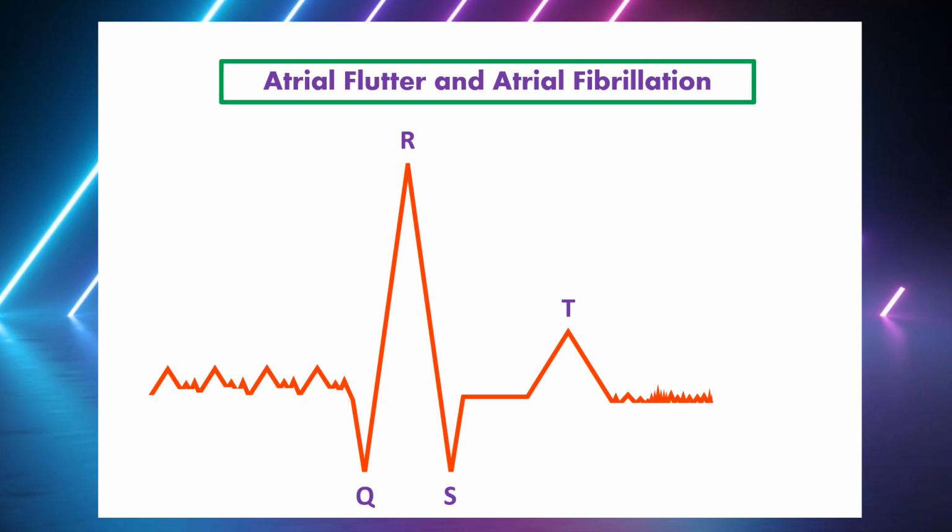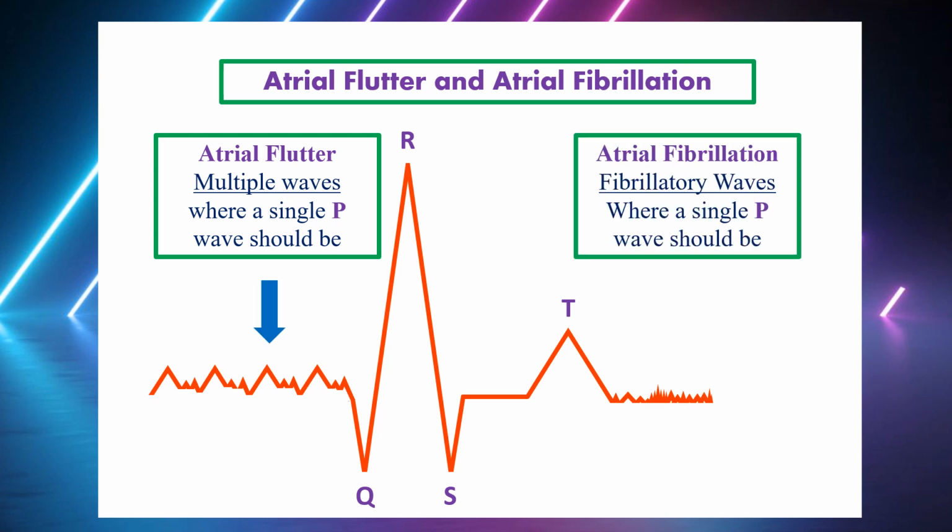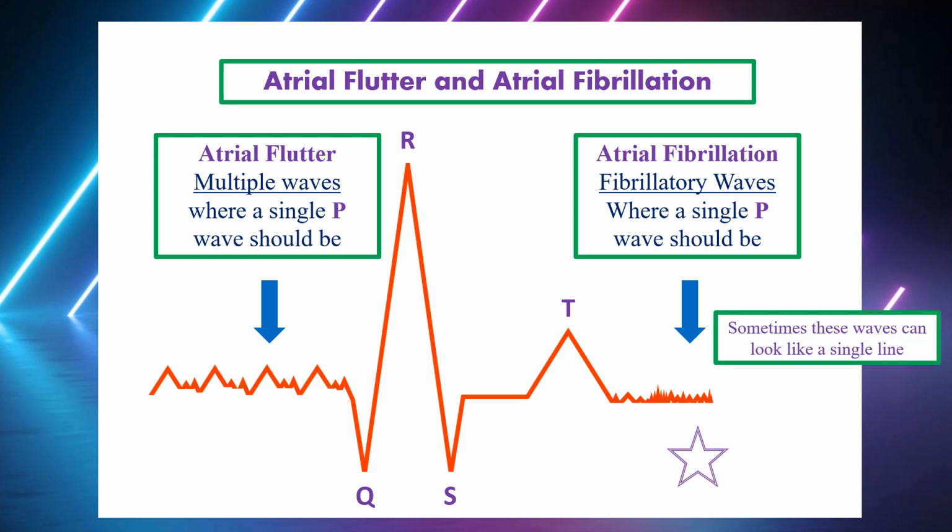Atrial flutter and atrial fibrillation can look very similar. Atrial flutter may show multiple waves where a single P wave should be. And atrial fibrillation may show fibrillatory waves where a single P wave should be. And please note that sometimes these waves can just look like a single line when your patient has atrial fibrillation.